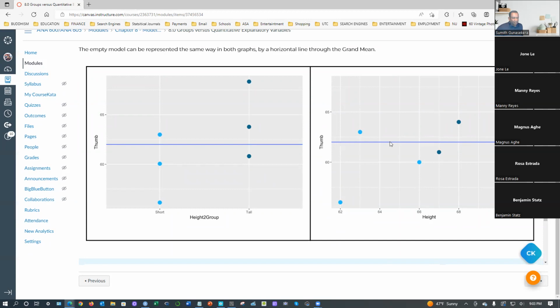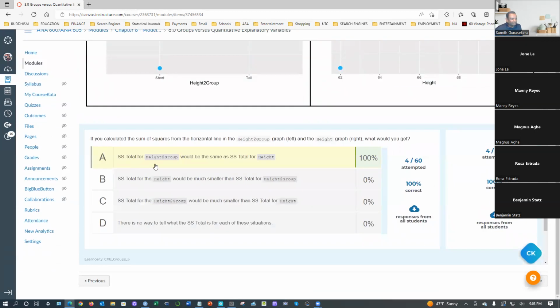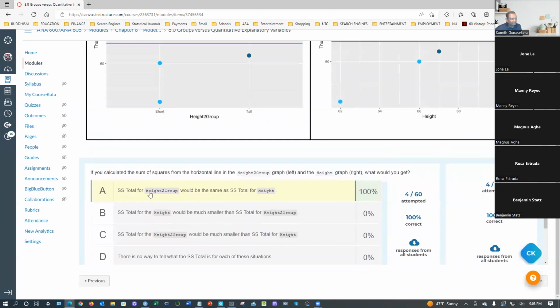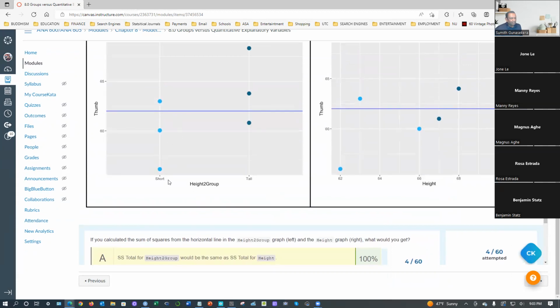The overall average, the grand average, the grand mean. The grand mean was 62, you can remember 62, regardless of them being short, tall, male, female. The SS total for the height 2 group would be the same as the SS total for the height. Doesn't matter, because SS total is measured with each deviation squared with respect to the grand mean.